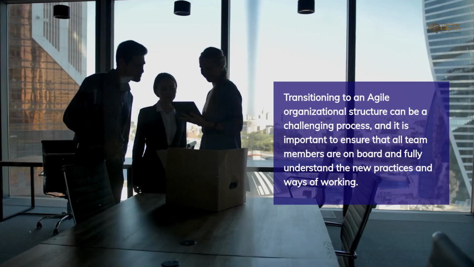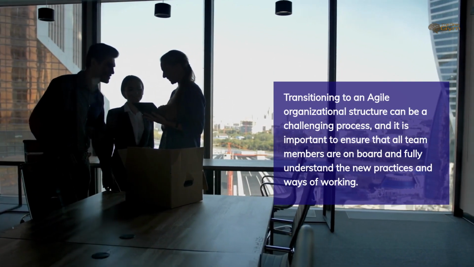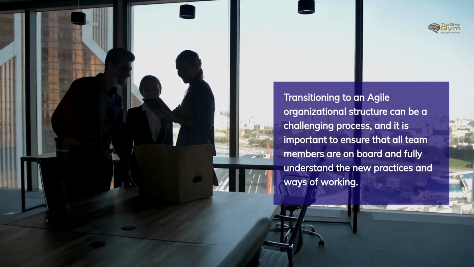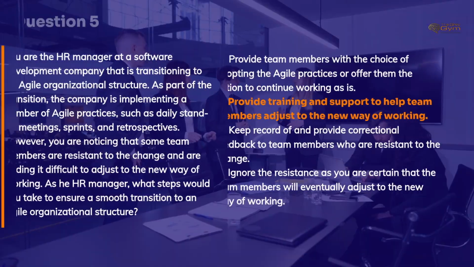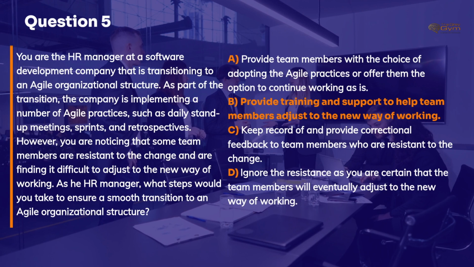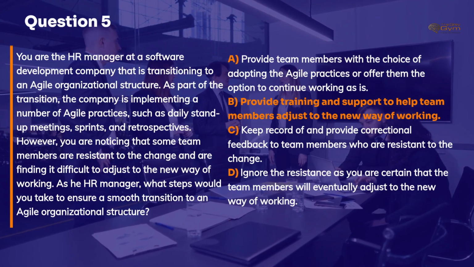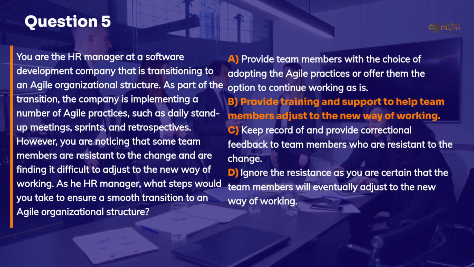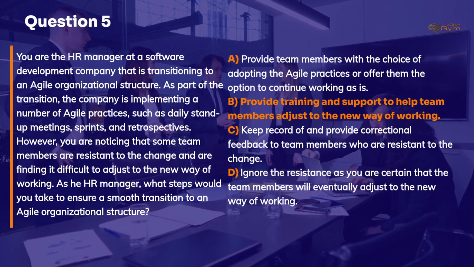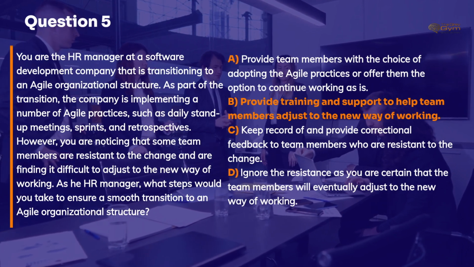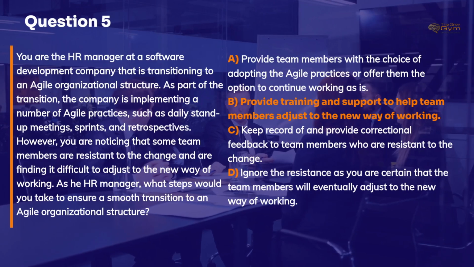Transitioning to an Agile organizational structure can be a challenging process, and it is important to ensure that all team members are on board and fully understand the new practices and ways of working. By providing training and support to help team members adjust to the new way of working, the project manager can ensure a smooth transition to an Agile organizational structure. This could involve offering training sessions, coaching and mentoring, and ongoing support and feedback to help team members adjust to the new practices and ways of working. The correct option is option B.